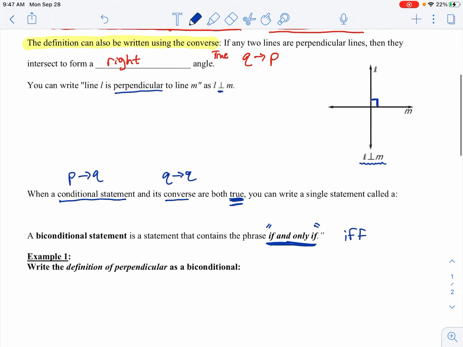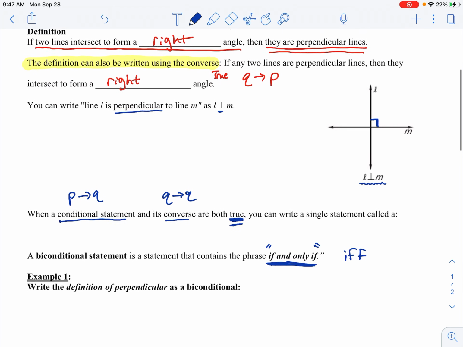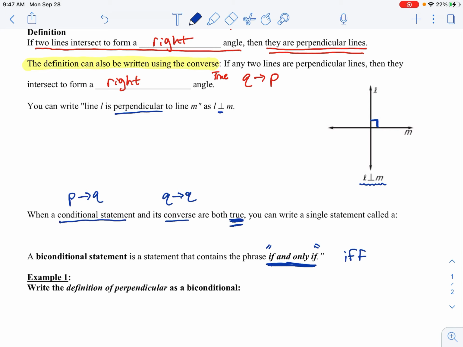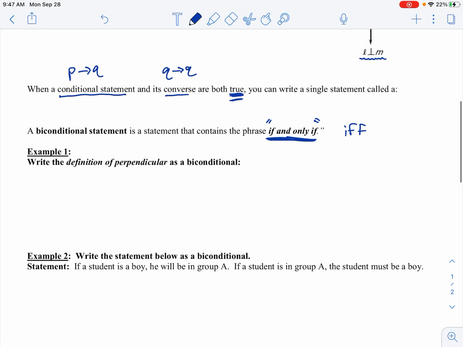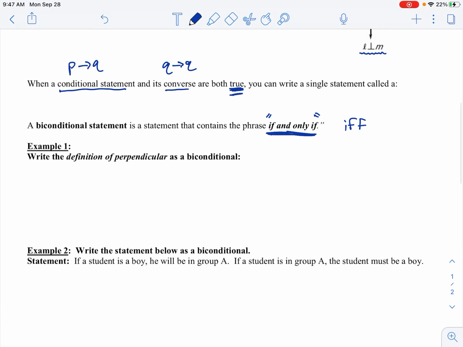So actually, I'm going to need to see it real quick. It says for our hypothesis, two lines intersect to form a right angle. Conclusion, they are perpendicular lines. Now, here is how we are going to write it. Before we write it out in words, let me show you the notation. Instead of going P to Q, instead of going Q to P, we're going to show that this one goes both ways. It is a biconditional.